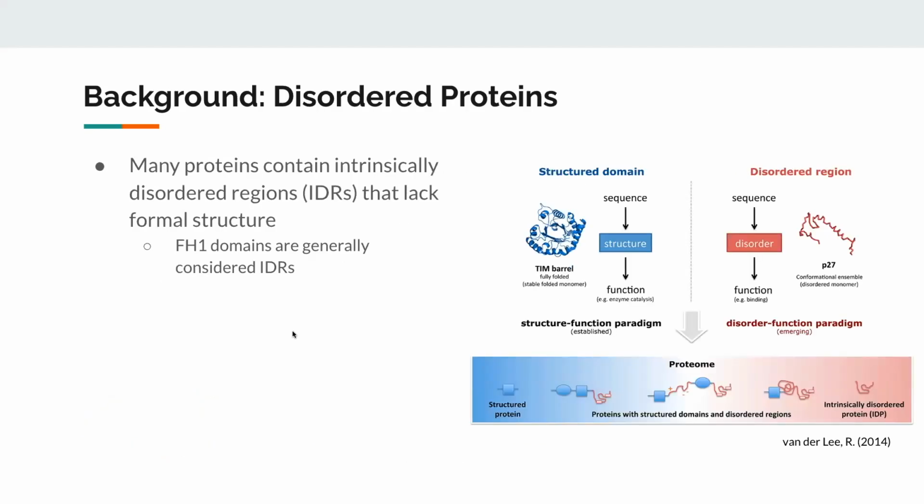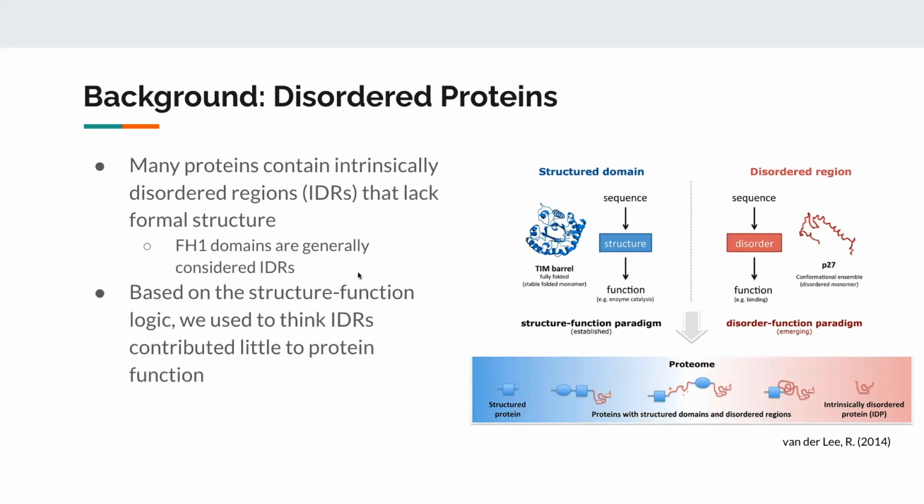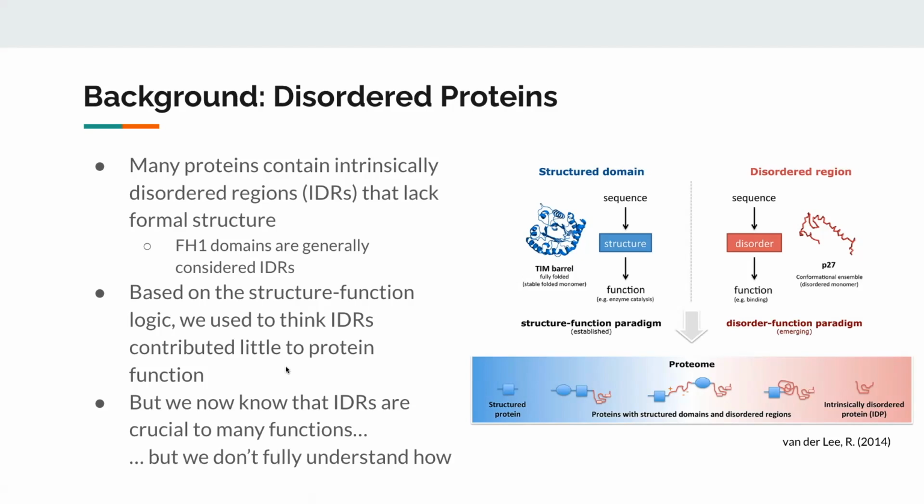I also want to briefly touch on disordered proteins. So many proteins contain intrinsically disordered regions, or IDRs, that lack a formal structure. And FH1 domains are generally considered IDRs. And for a long time, based on the structure determines function paradigm that you're taught in high school biology, we used to think that IDRs didn't contribute much to protein function. However, after observing many proteins that rely on IDRs, including formins and their FH1 domains, we know that IDRs can be crucial to many functions, but we don't fully understand how.